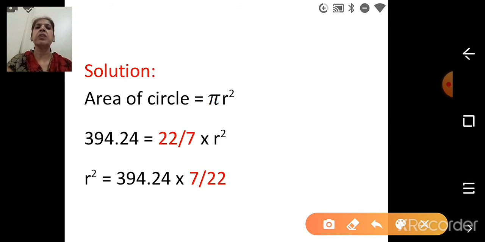394.24 is equal to 22 upon 7 into r square. Now we have to find r square. So r square is equal to 394.24 into the reciprocal of 22 upon 7, which is 7 upon 22. Keep in mind, this number 22 upon 7 is going to the other side of the equality, so 22 upon 7 will become 7 upon 22.